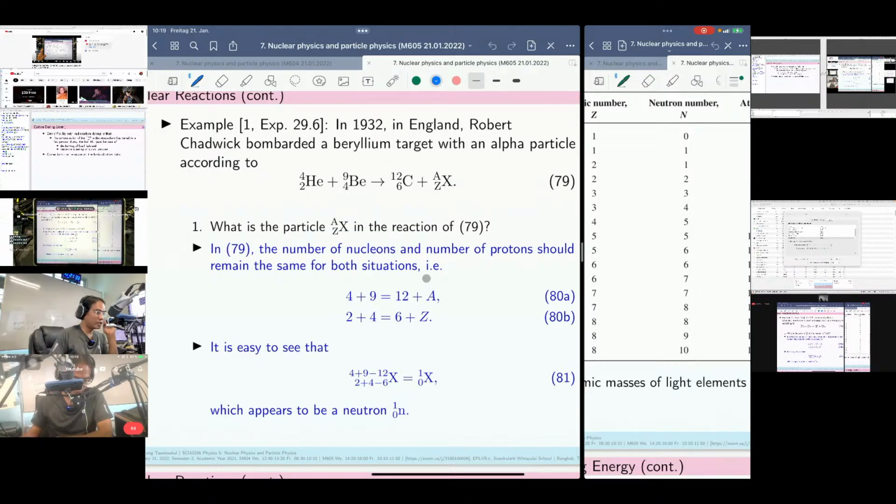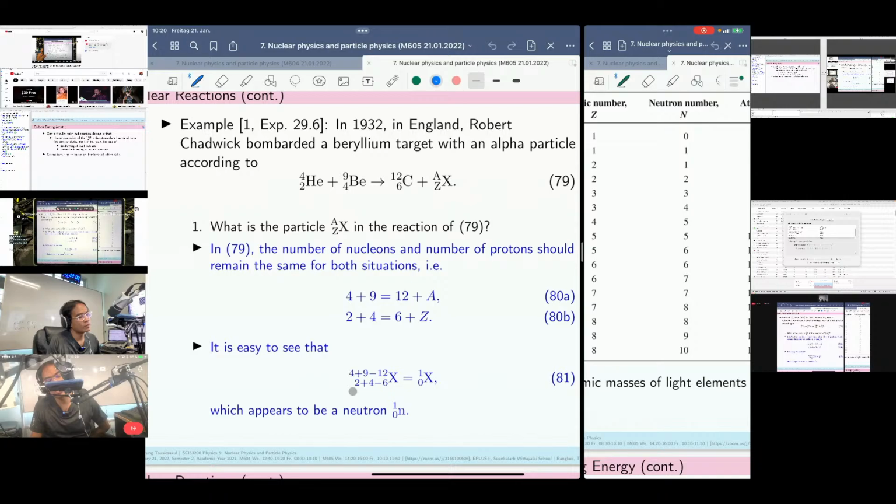The number of protons is the atomic number, the number that identifies which element it is. On the left hand side, the input side, we have 2 plus 4. On the right hand side, we have 6 plus Z. We solve these two equations with two variables. It's quite simple: 4 plus 9 is 13, and 13 minus 12 gives A equals 1. And 2 plus 4 is 6, and 6 minus 6 is 0. So we end up with the particle X with A equals 1 and Z equals 0.